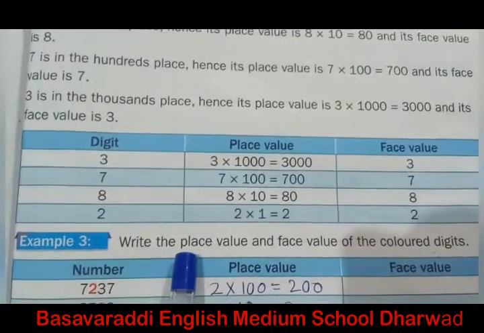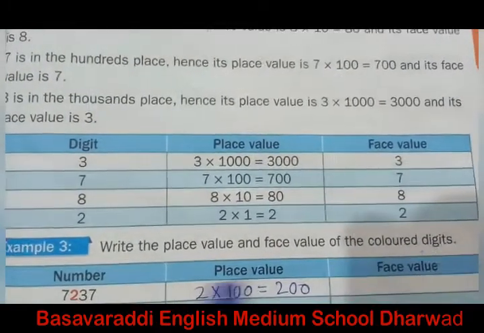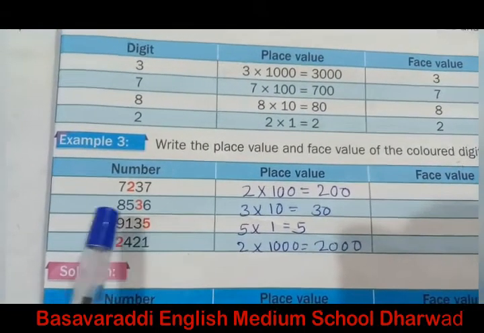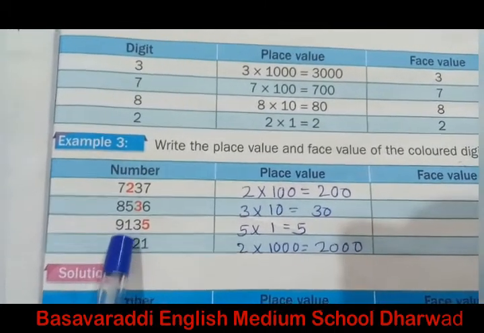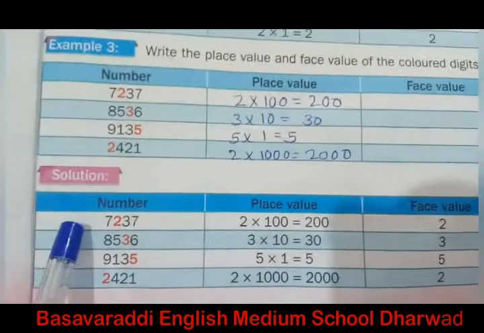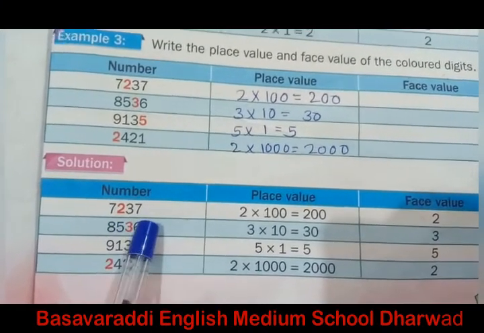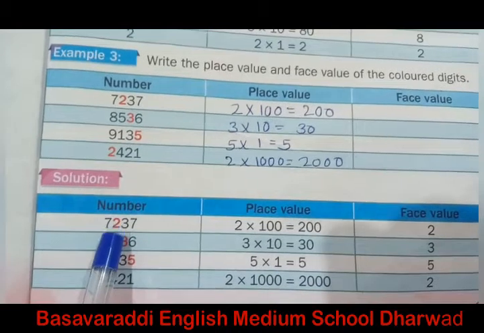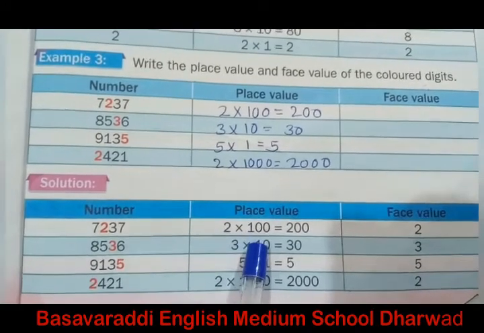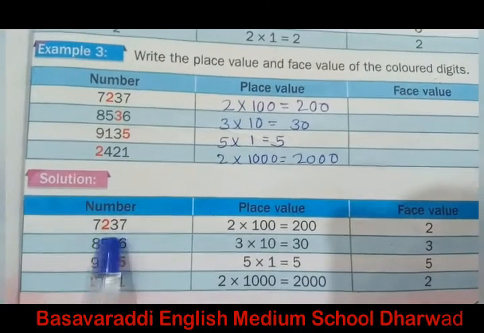Example: write the place value and face value of the colored digit. Here they are given: 7237, 8536, 9135, 2421. Let us solve. The first number is 7237. Which digit is colored? 2. Which place is it in? The hundreds place. 2 into 100 is 200. The face value is the number itself, 2.